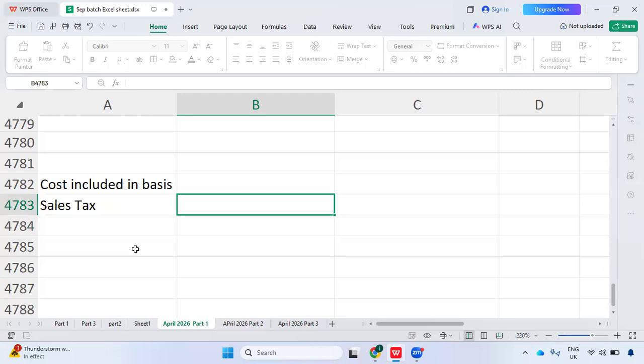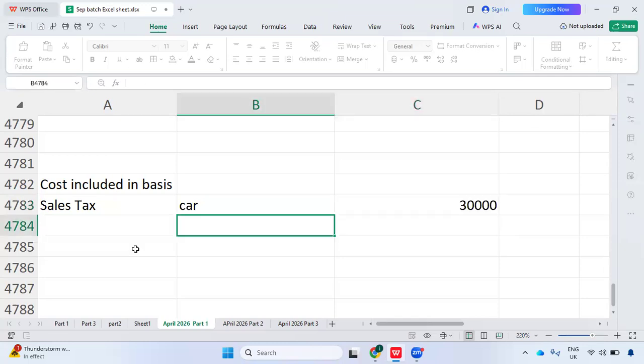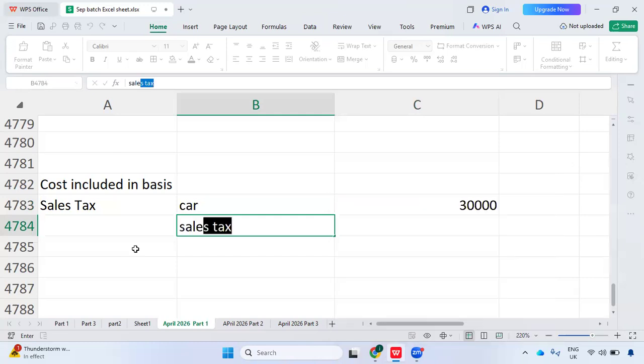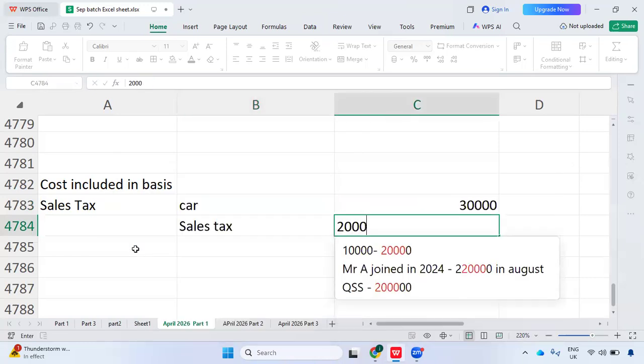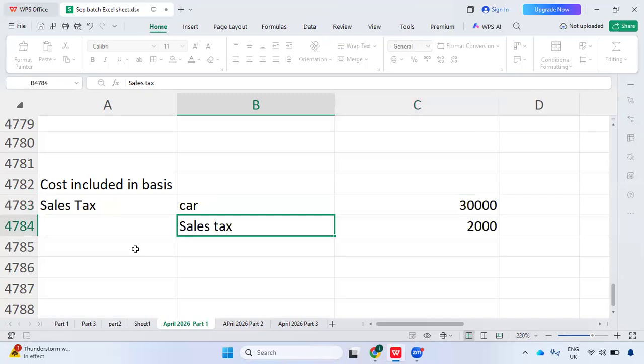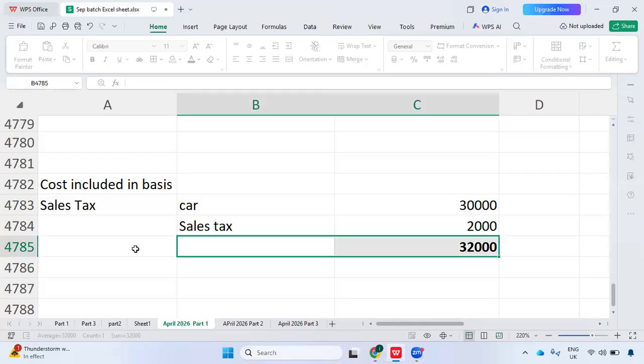Let's say a taxpayer bought a car valued at around $30,000, and the taxpayer paid $2,000 in sales tax. Now tell me what the basis is in this case. We paid a purchase price of 30 only, so can we include the sales tax in the calculation of basis? Yes. We will include sales tax, so the basis here will be $32,000.